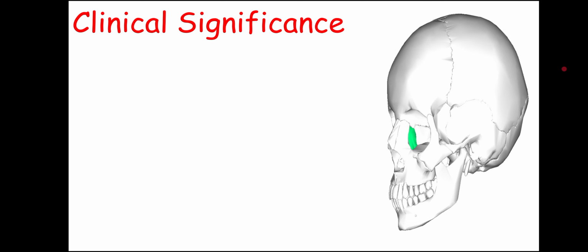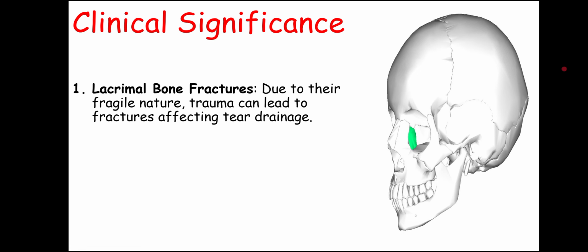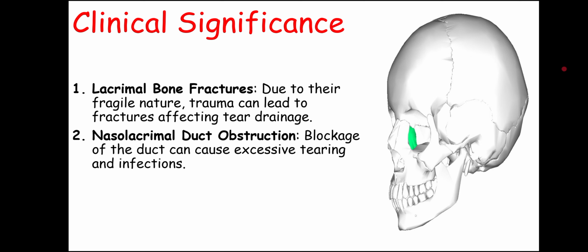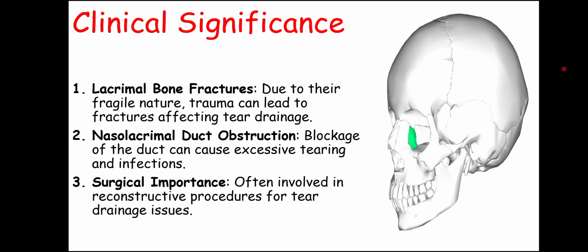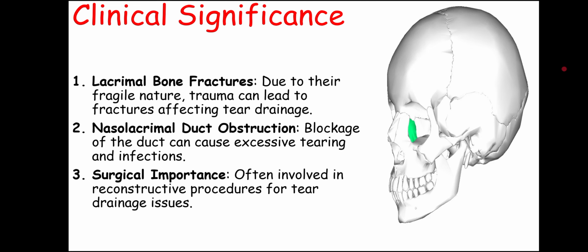Moving towards the clinical significance, the first clinical significance is lacrimal bone fracture. Due to their fragile nature, trauma can lead to fracture affecting tear drainage of the lacrimal bone. Second significance is nasolacrimal duct obstruction. Blockage of the duct can cause excessive tearing and infection. The third significance is surgical importance. It is often involved in reconstructive procedure for tear drainage issues.